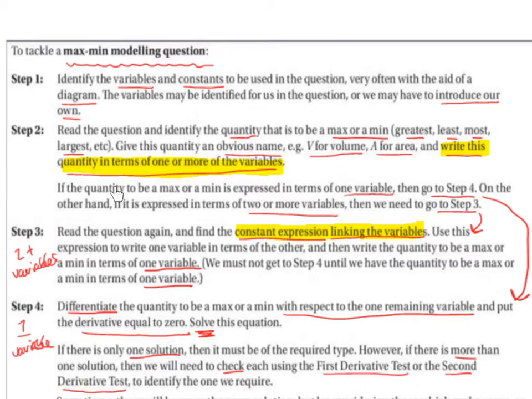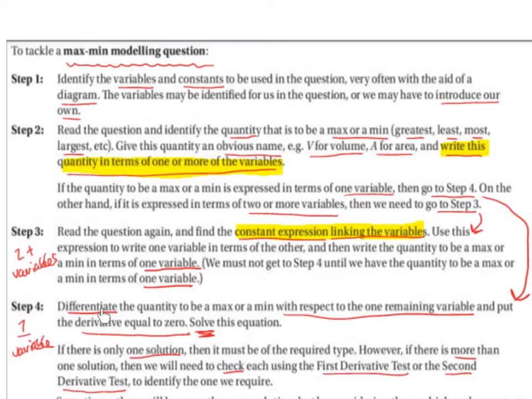So if the quantity to be max or min is expressed in terms of one variable, we go straight to step 4. Otherwise, we use step 3 to get our quantity to be max or min expressed in terms of one variable. So if it's already in terms of one variable, we go straight to step 4. And if it's not in terms of one variable, we use step 3 to make it in terms of one variable.